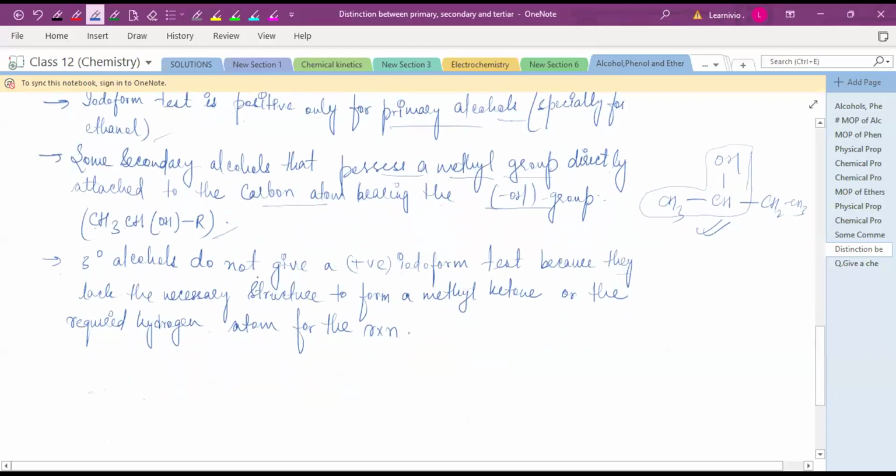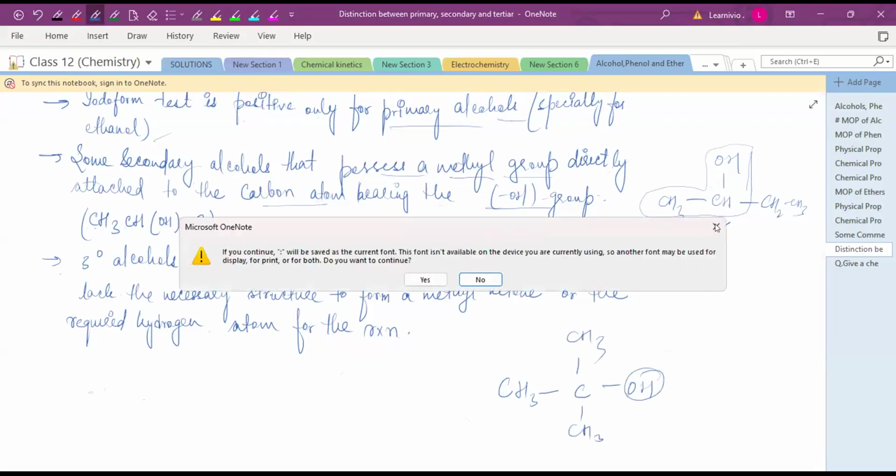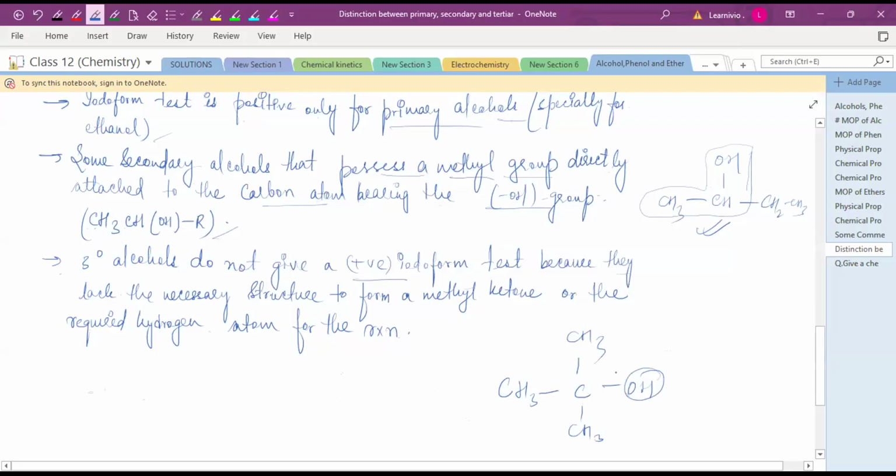Now, tertiary alcohols do not give a positive iodoform test. Why? Because they lack the group. Suppose this is a tertiary alcohol. It will not give the positive iodoform test because this OH group is attached to this carbon and this carbon has no hydrogen. It has no alpha hydrogen. So the required group is not present. OH should be attached to CH, and at least one alpha hydrogen should be present. But there is no alpha hydrogen, so tertiary alcohols do not give a positive iodoform test.